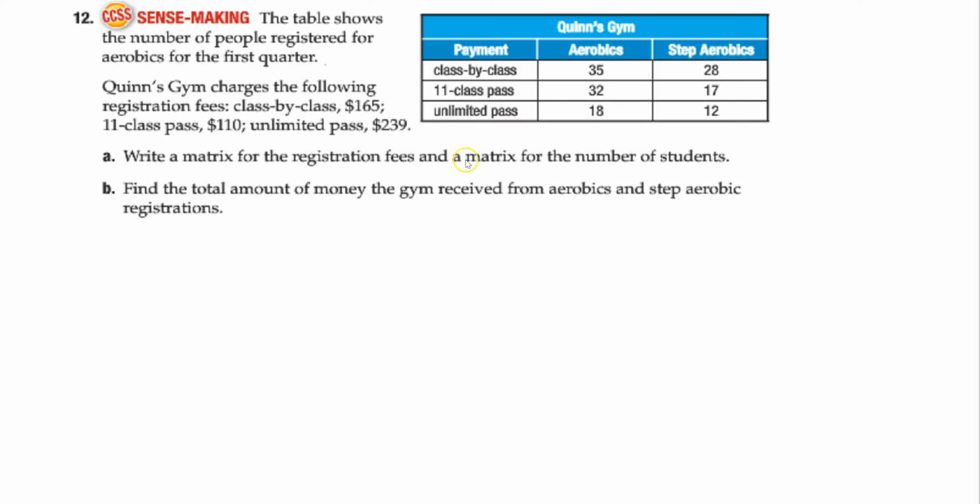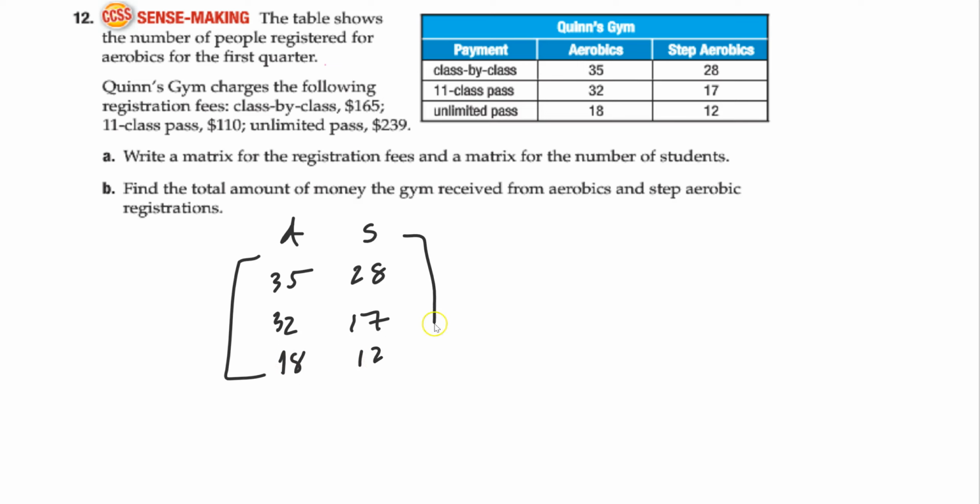Write a matrix for the registration fees and a matrix for the number of students. Okay, so the number of students, let's do that first. Aerobics and step aerobics. 35, 28, 32, 17, 18, and 12. Remember, this is class, 11 class, and unlimited. So just keep in mind this is a 3x2.